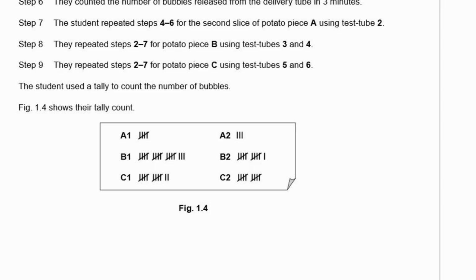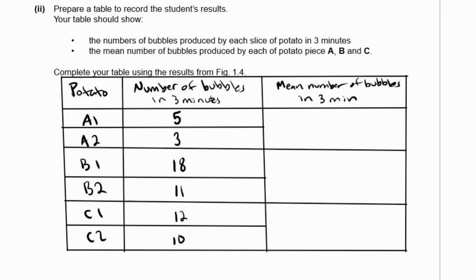Okay. So now we have to record the data that was recorded. So this is 5, this is 18, this is 12, this is 3, this is 11, and this is 10. Okay, let's record this. So now let's record the means. Okay, so if we do 5 plus 3 divided by 2, we get 4. If we do 18 plus 11 divided by 2, we get 14.5. And if we get 12 plus 10 divided by 2, we get 11.